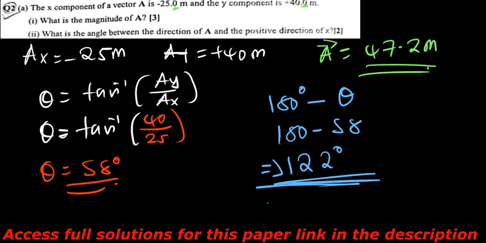The basic idea behind vectors is to know in which quadrant the angle is going to be. Is the angle going to be in the first quadrant? When you use this formula, the answer you find remains the same. You don't do anything with it. If the angle falls in the second quadrant, 180 minus theta. If the angle falls in the third quadrant, 180 plus theta. If the angle falls in the fourth quadrant, 360 minus theta. As simple as that. That is it for this question.